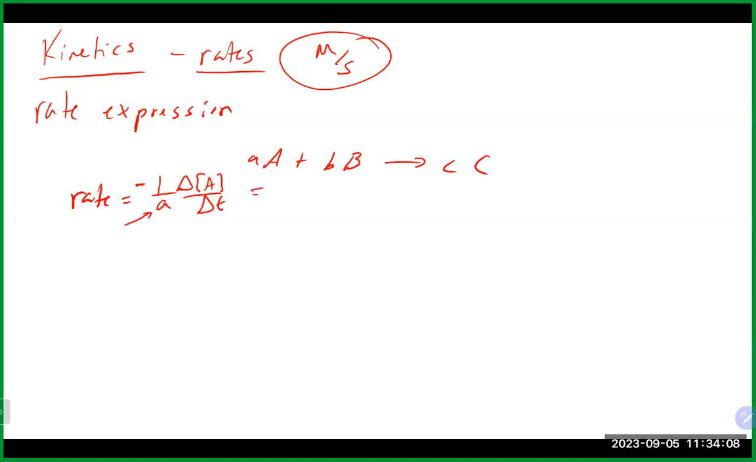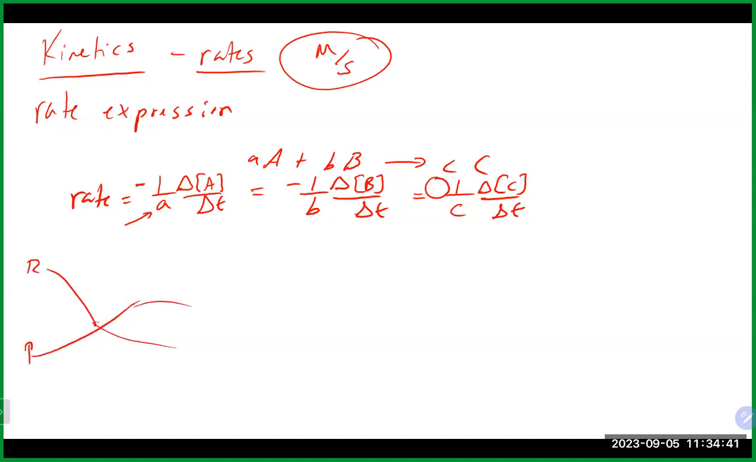We could also set that equal in this example to our second reactant, minus 1 over B, change in concentration of B over change in time. And we could set it to our product, which would be 1 over C, change in the concentration of C over the change in time. Here it is not going to have a negative on the product side. Again, we should expect it to be increasing with time as that is being made. So we saw some graphs where we expect the reactants to drop and products to rise as this reaction takes place.